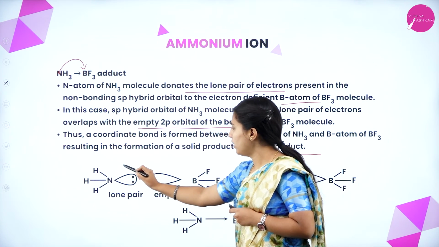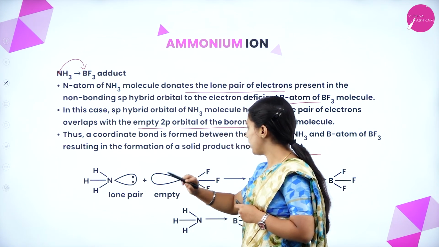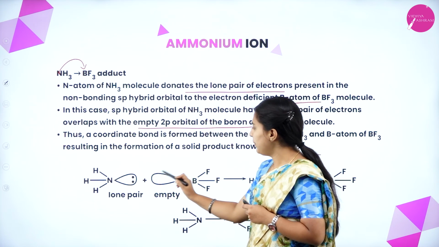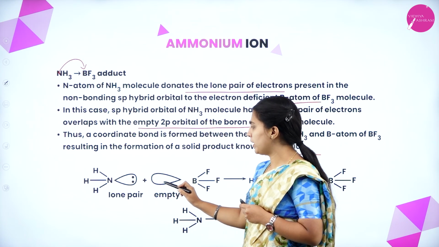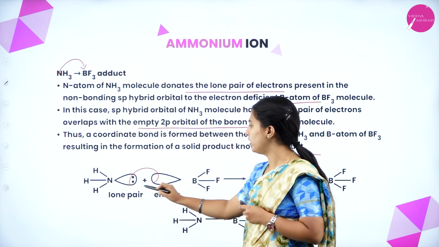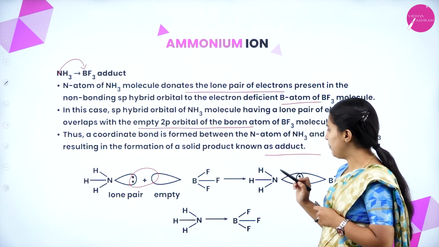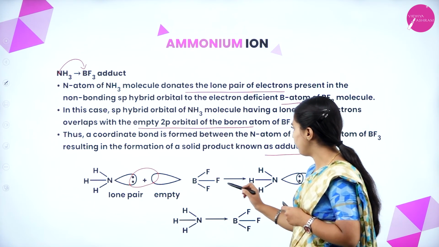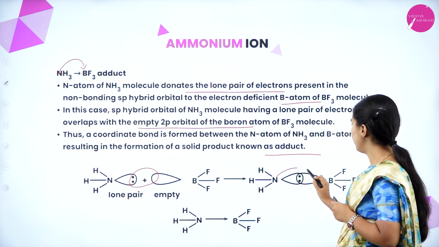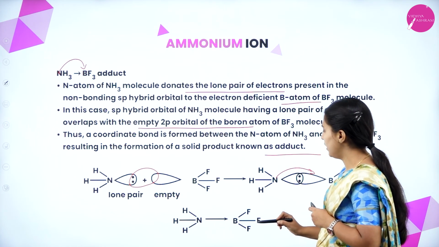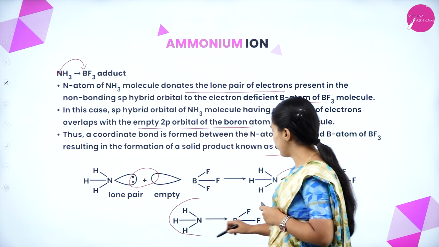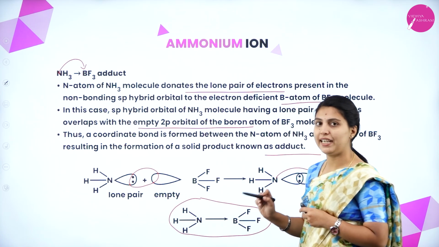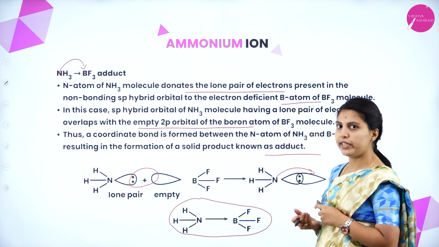This is ammonia. Here lone pair of electrons is present. In the boron, empty p orbitals are present. It will donate to boron, empty orbitals. So how it will form? See here, nitrogen to boron. That's why a solid adduct will form, a product called adduct. This is about the coordinate bond.